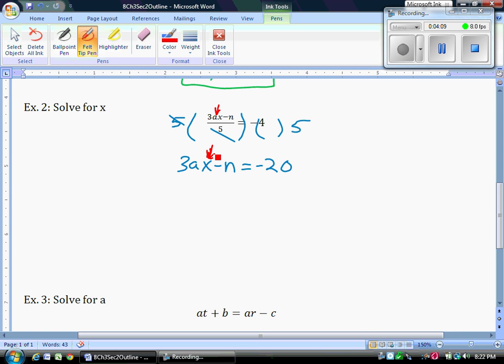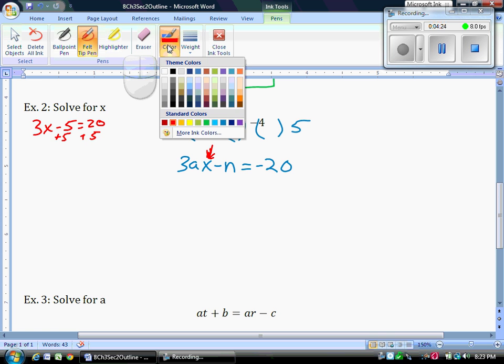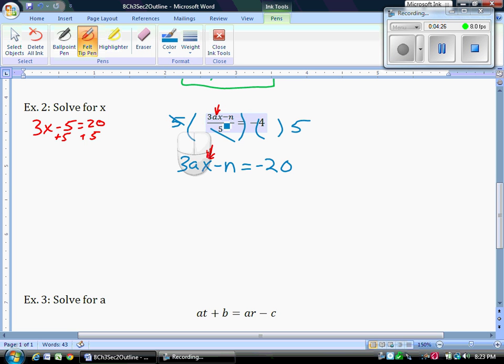Re-highlight x. That's what I'm trying to solve for. Next, just like any two-step equation, like if we had 3x minus 5 equals 20, I would add 5 next. We know that. So over here, back to our blue equation, we know that we're going to be adding n to cancel that out. Okay?